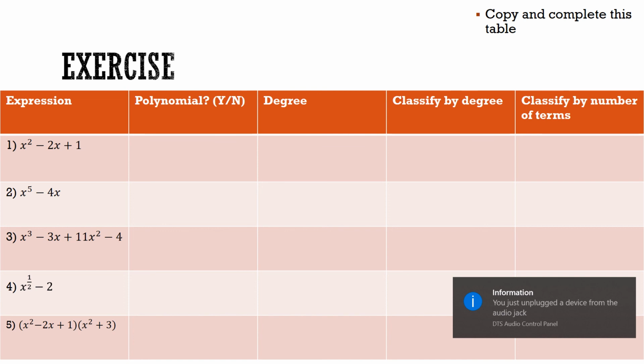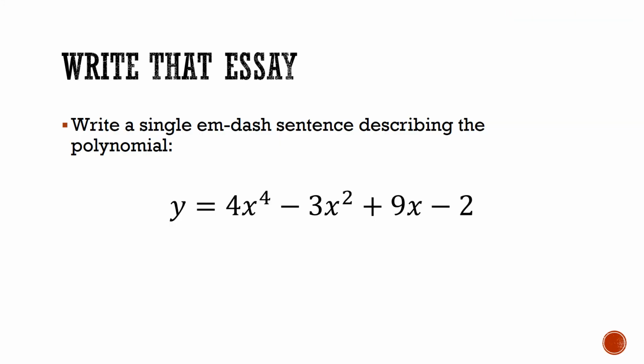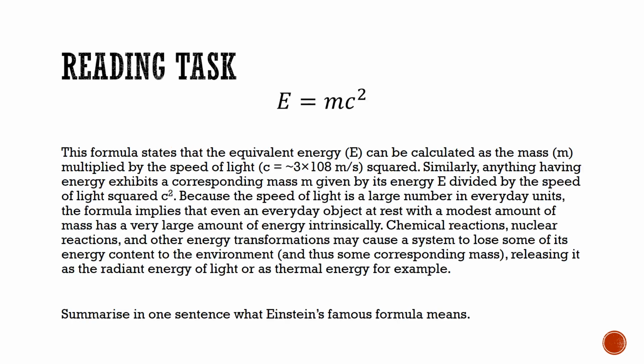Okay, so for your exercise, I want you to draw up a table and I want you to work out these 5 polynomials, work out whether or not they are a polynomial, and then if they are, what the degree is, and then how many terms there are. And after we've done the last session, if I could just get you to write a single sentence describing this polynomial and have a read of this text. So if you've got the PowerPoint, that would be quite easy for you. I just want you to summarize this formula in one sentence. It can be any kind of sentence you like.